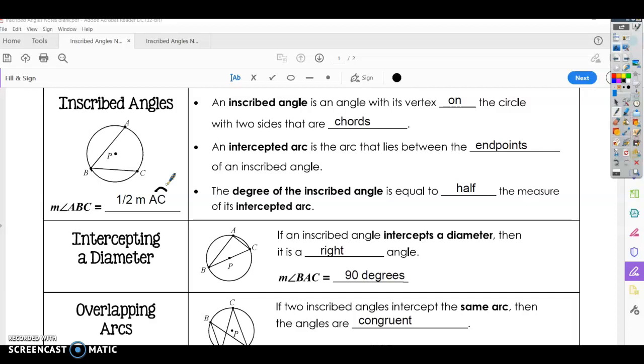All right, for the next one, if an inscribed angle intercepts a diameter, then it's a right angle. Okay, so we've got an arc here, and this line here intercepts the diameter. The diameter goes from B to C. So since this intercepts that, it forms a right angle. So this angle here would be a right angle, which means it's equal to 90 degrees. And that's something you will need for some of the problems that we're working later. So that's called intercepting a diameter.